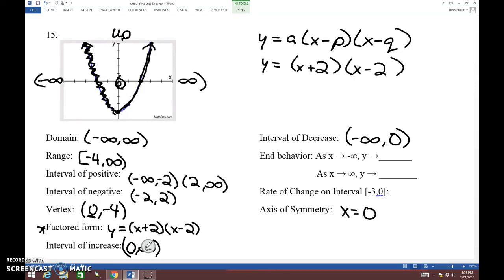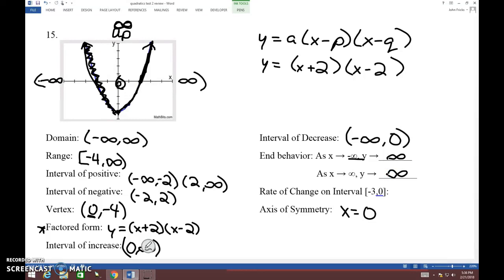So here, as we go to the left, the graph is going to go up, and it's going to go up to infinity. As we move to the right, it's also going to go up, and you can see how it goes up to infinity as well. So when we write our answers in, we want to write infinity and infinity, meaning that this graph is going upward. All right, so I think that covers everything except rate of change.